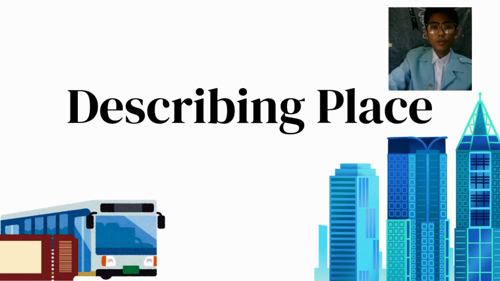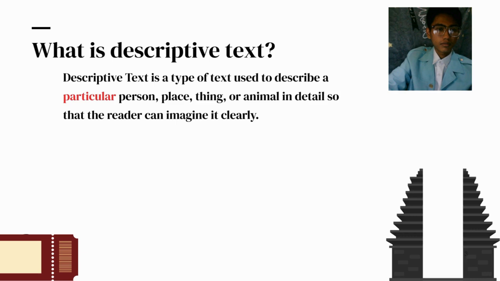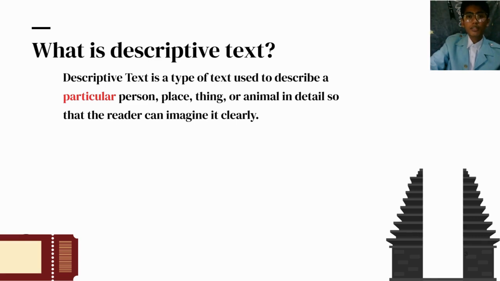So the first thing that we are going to discuss is what a descriptive text is. Okay, so first let's review what a descriptive text is. A descriptive text is a type of text used to describe a person, place, or animal in detail so the reader can imagine it clearly. But because this is about describing places, our scope will be about places, of course. We are not going to describe a person, animal, or any other thing.